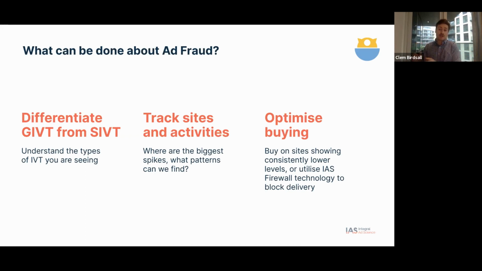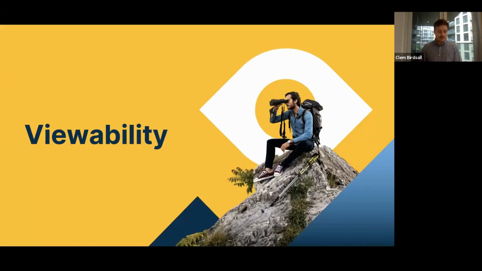We can then help you track which sites and which activities have seen the highest levels of fraud or the lowest levels of fraud. And then, with that information, you can start to optimize your buying to deliver on sites that have lower levels of fraud, or strategies that have lower fraud levels. Or you can even use our firewall technology to block delivering to fraudulent advertisers or on fraudulent sites. And that's something else we'll go into a little bit later on. So the next one is talking about viewability.